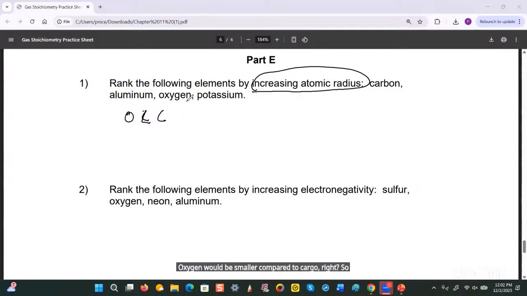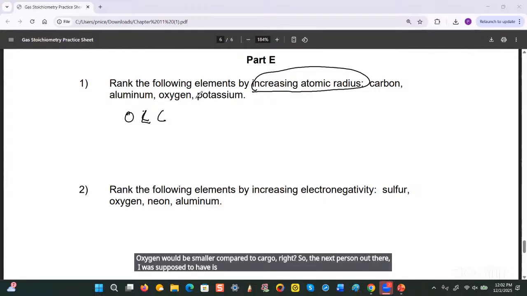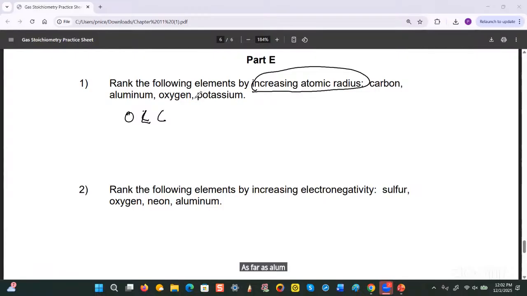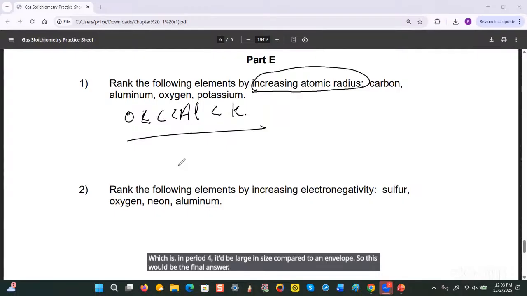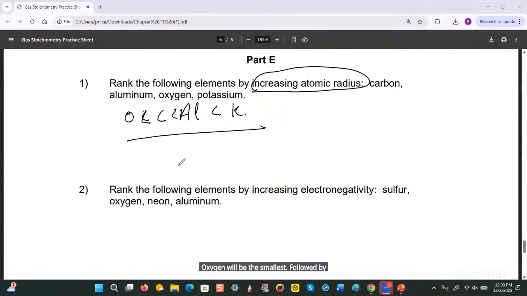So the next question I have to ask myself is, what about the other elements? As far as aluminum is concerned, aluminum is in period 3, which is below period 2. So I'm going to say that aluminum would be larger in size compared to the carbon. And then potassium, which is in period 4, will be larger in size compared to aluminum. So this will be the final answer. Oxygen will be the smallest, followed by carbon, followed by aluminum, followed by potassium.